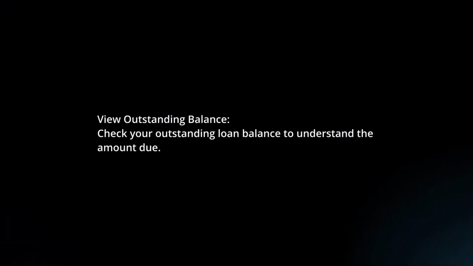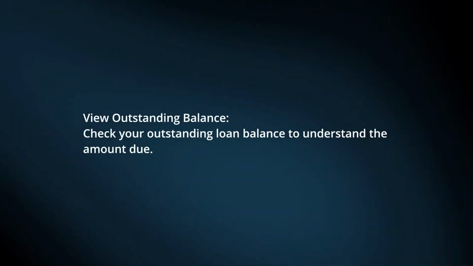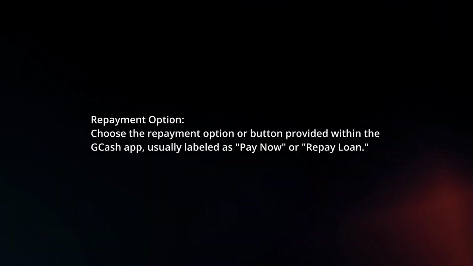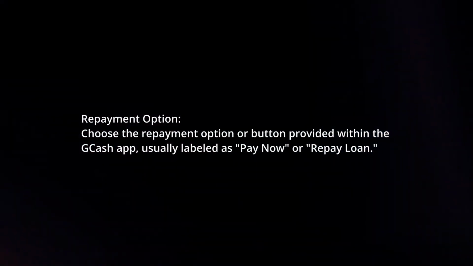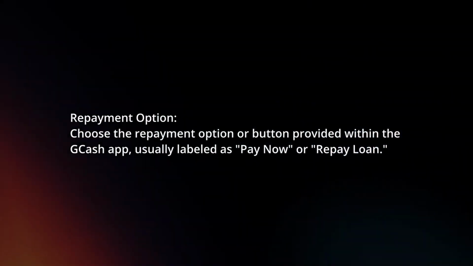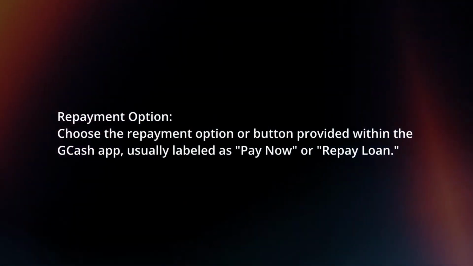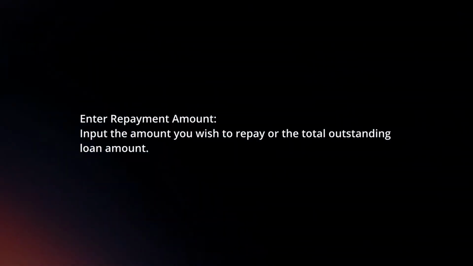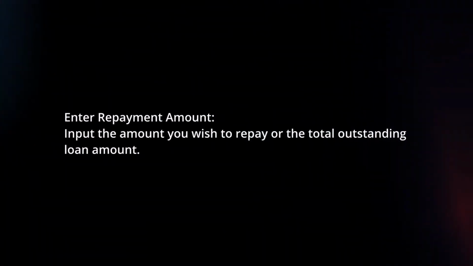View outstanding balance. Check your outstanding loan balance to understand the amount due. Repayment option. Choose the repayment option or button provided within the GCash app, usually labeled as Pay Now or Repay Loan. Enter repayment amount. Input the amount you wish to repay or the total outstanding loan amount.